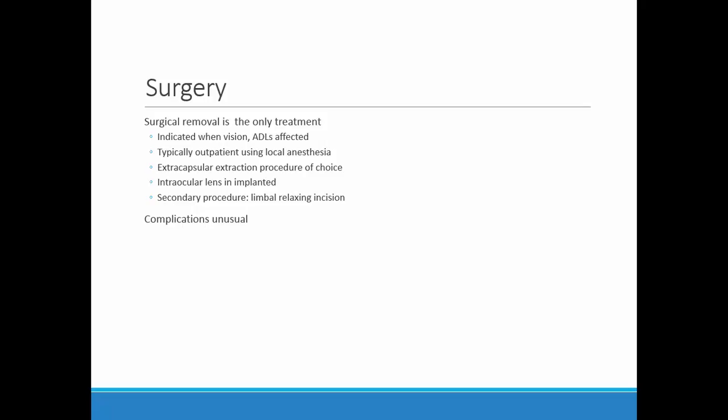The extracapsular extraction procedure is the procedure of choice. In this, the anterior capsule, nucleus, and cortex of the lens is removed, leaving the posterior capsule intact. After removal of the lens, the eye cannot focus light on the retina and vision is seriously affected. So they insert an intraocular lens, and that is usually plastic, acrylic, or silicone.